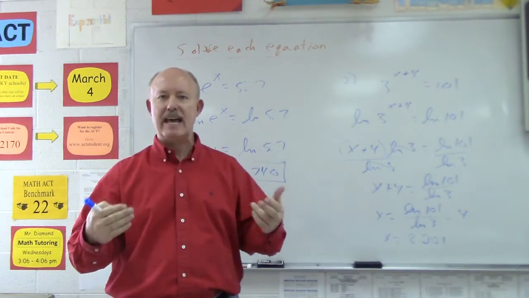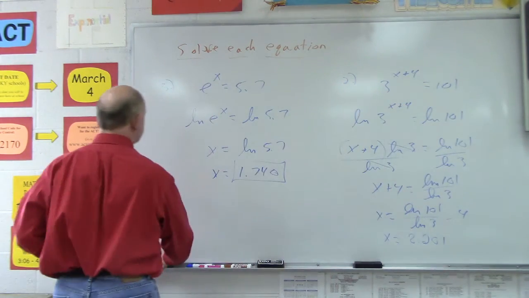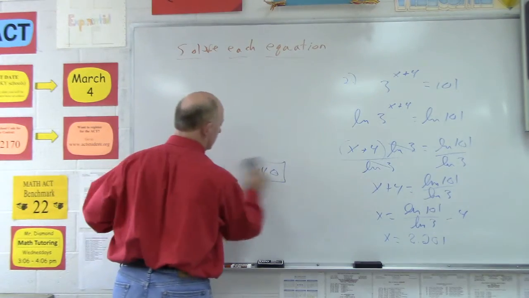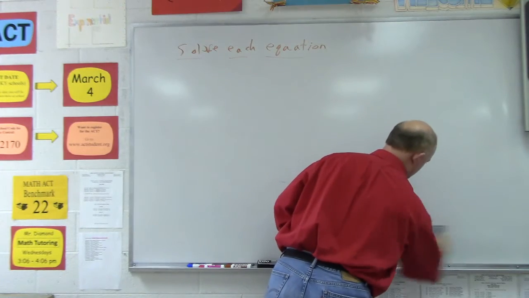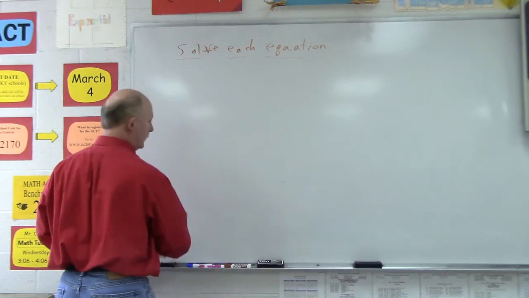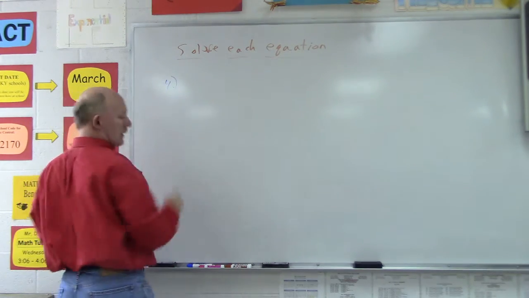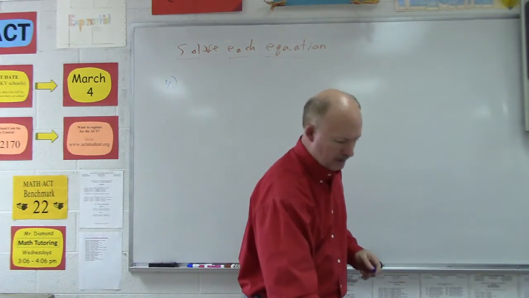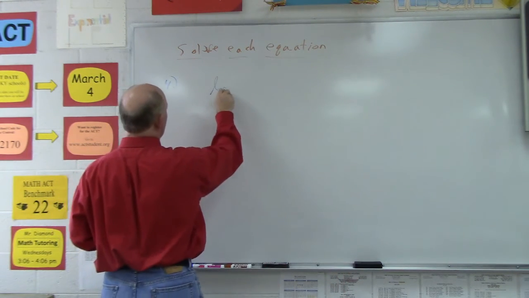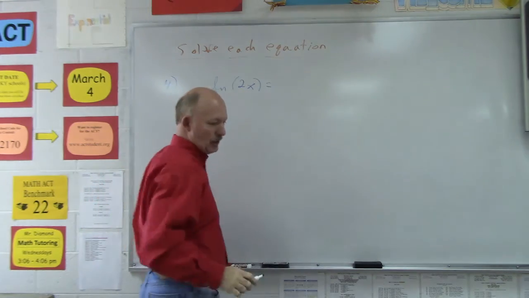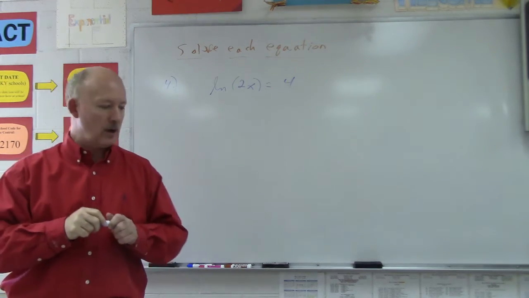Now let's try a couple of equations that contain natural logs. So let's try this one here. Erase these two. Now let's go do a couple of these. So we've done 3. Okay, number 4 here. Let's do natural log 2x equals 4. So natural log 2x equals 4. Okay, we'll try this natural log equation here.